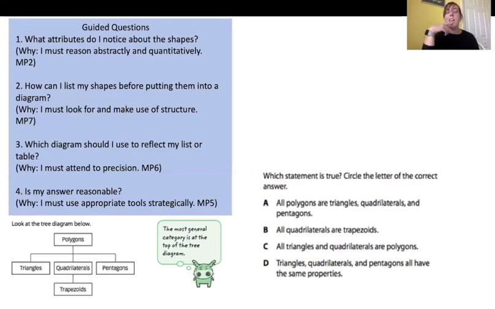I'm gonna come back. D, triangles, quadrilaterals, and pentagons all have the same properties. Well, we know that all of them are polygons, but think about the sides in a triangle, a quadrilateral, and a pentagon. Are they all the same? If they're not all the same, then we cannot say that they have the same properties. We could say that they're all polygons, but we cannot say that they have the same properties. So because of that, if you said that your answer was C, give me an air high five. You were correct.